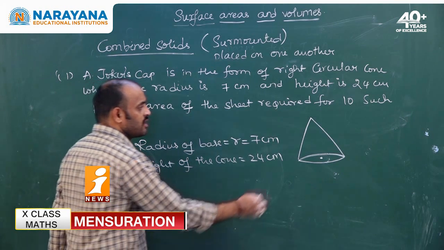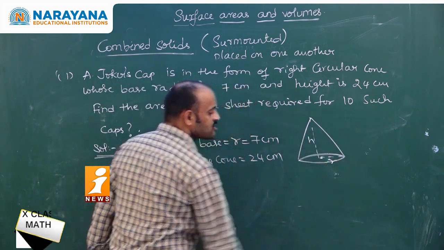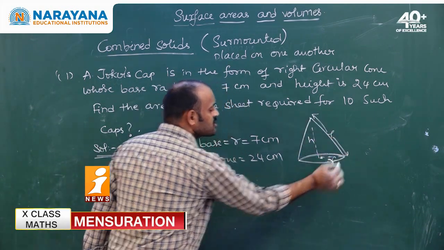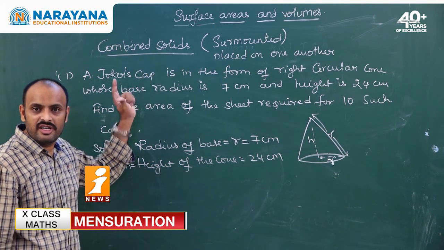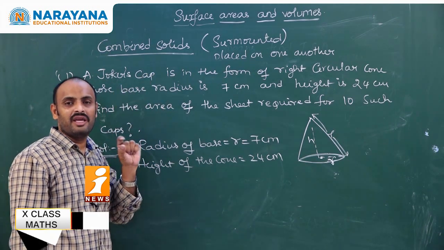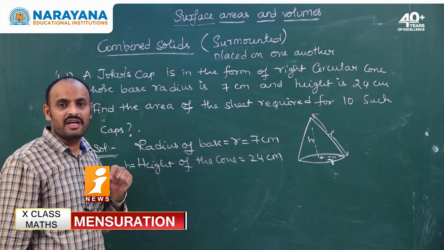Now this is given and this is also given. R, the radius, is also given. We need to find the slant height, because for a Joker's cap we said curved surface area. What is the curved surface area of a cone formula? Pi into r into l. r is there already, so we need to find l.